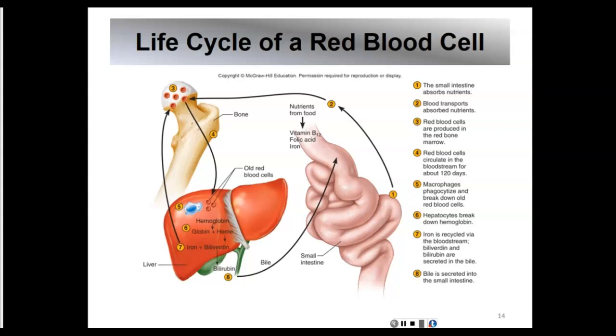Then macrophages will phagocytize and break down the old red blood cells. Hepatocytes will break down the hemoglobin, and then iron is recycled via the bloodstream. Biliverdin and bilirubin are secreted in bile, and then number 8 there, the bile is secreted into the small intestine.